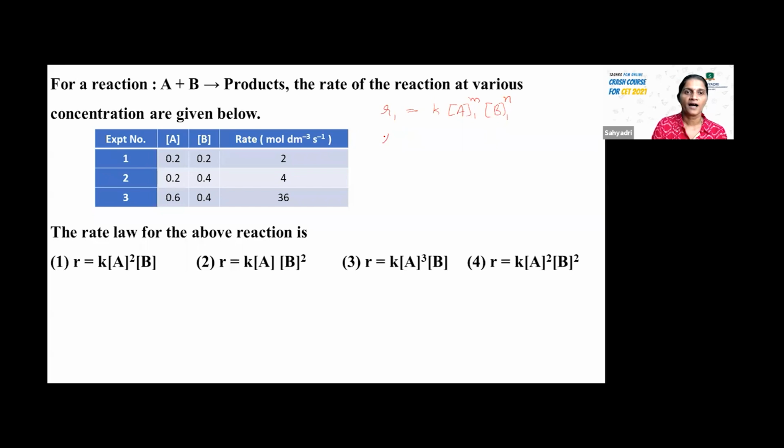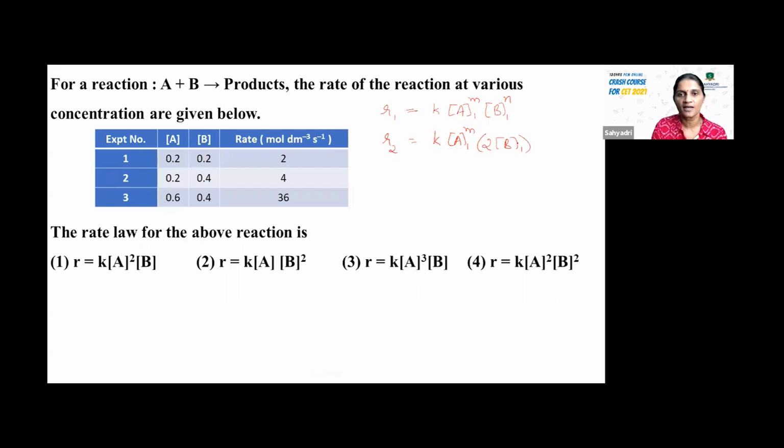Okay, next, R2, what is R2? K doesn't change. Now, listen now. Okay, Vinaya, you change your answer now. Okay, next case, look at this. How I'll show how to solve this question. K into, in the second case, concentration of A is remaining same. So it is A1 only, correct? To the power M into concentration of B is doubled, correct? So can I write this as 2 times the concentration of B1.